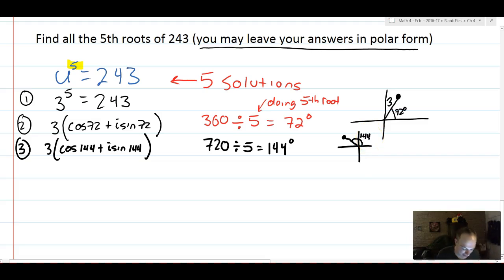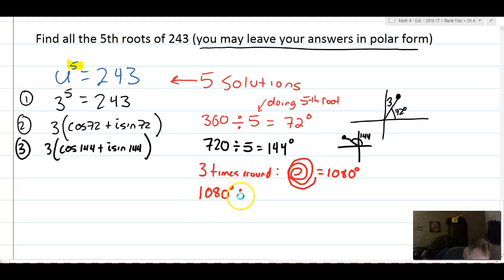Any guesses about where the next one is going to end up? I'm starting to see something: 72 times 2 is 144. So I have this pattern with the 360s and 720s, and I'm also getting a pattern with the roots that I'm developing. What if I went 3 times around? So 3 times 360 is 1080 degrees.